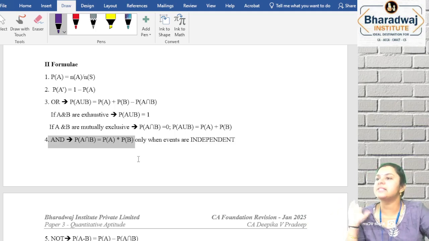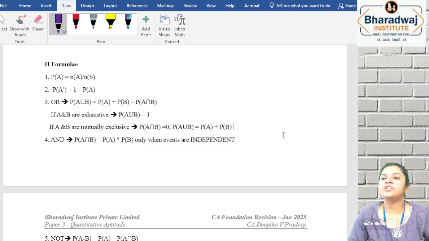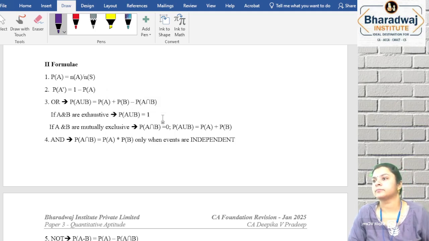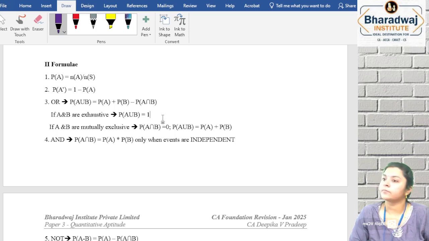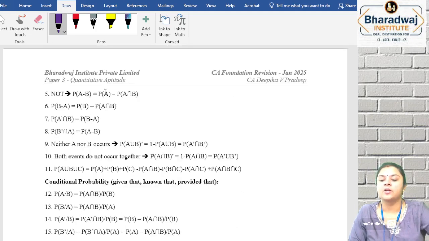If nothing else is available, no other hint is available in the question, then this is the method you need to find out. Okay? And if they mention in the question that the events are exhaustive, then remember the rule, P of A union B is equal to 1. Okay? Got it?